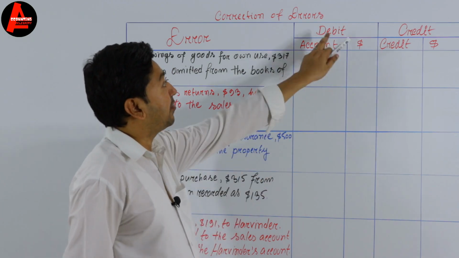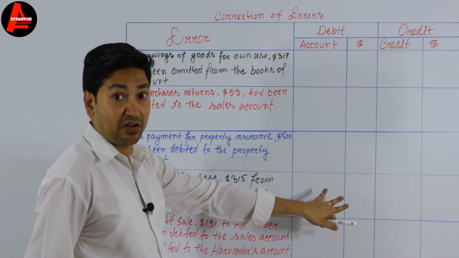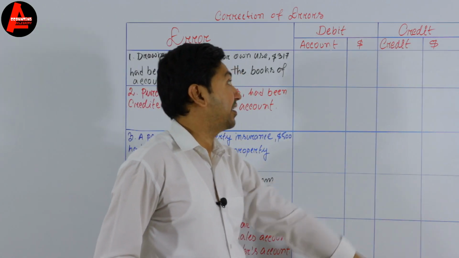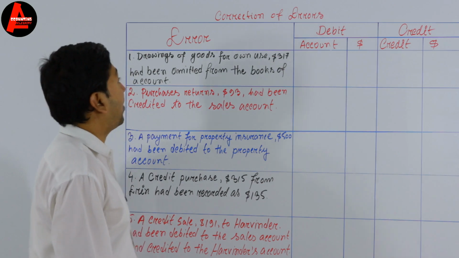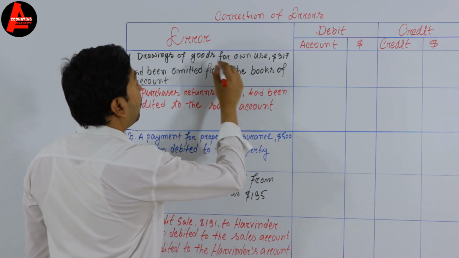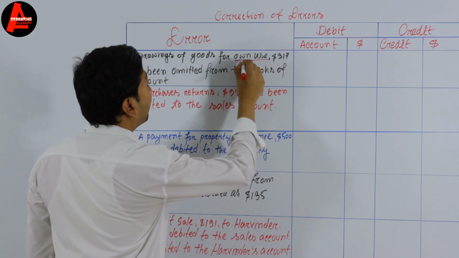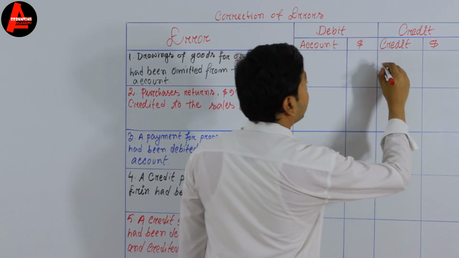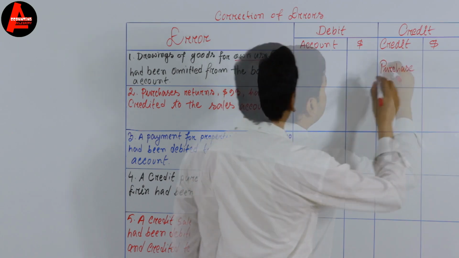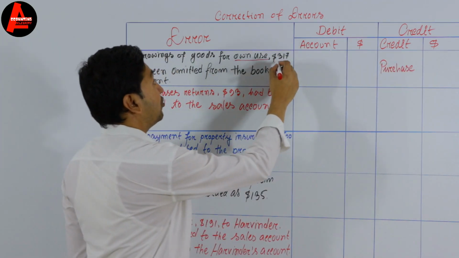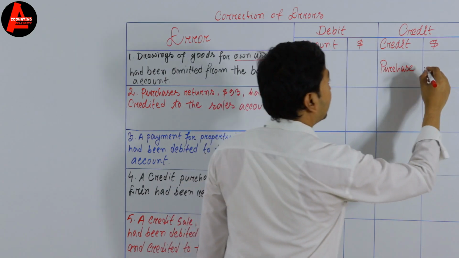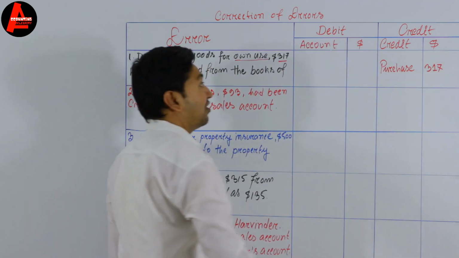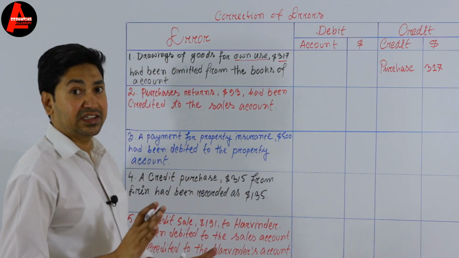So here we see the debit, we write debit accounts and amounts here, and credit accounts and amounts in this side. So we found for goods for own use, we will write purchase on the credit side. Okay, so let us write here purchase. Okay, what is the amount? It is $317. So we will write here $317. Okay, so credit entry is done.